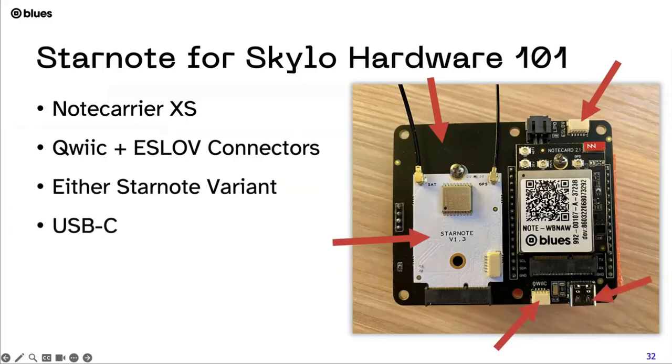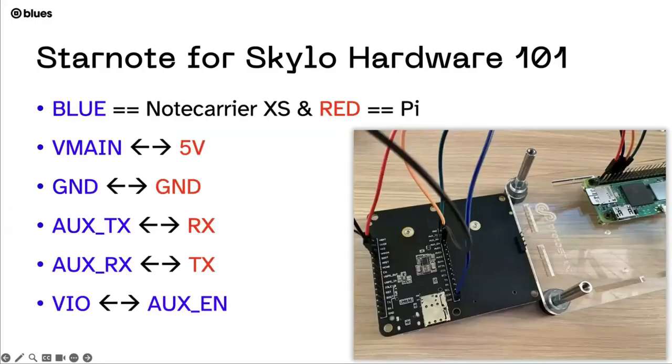So it's a very simple setup. Just slot in your Starnote and either a cellular or a Wi-Fi or a cell plus Wi-Fi note card, and you are good to go hardware-wise.